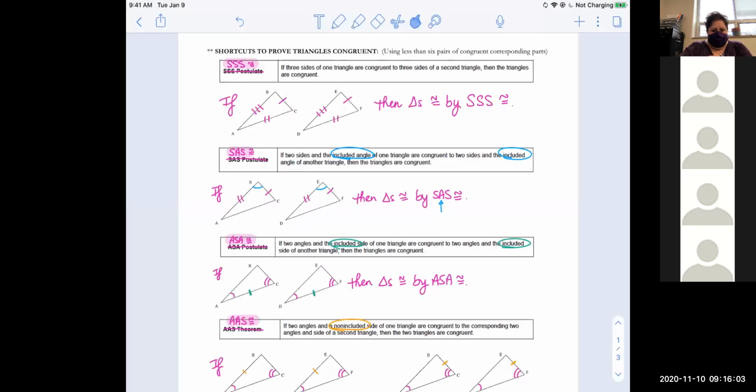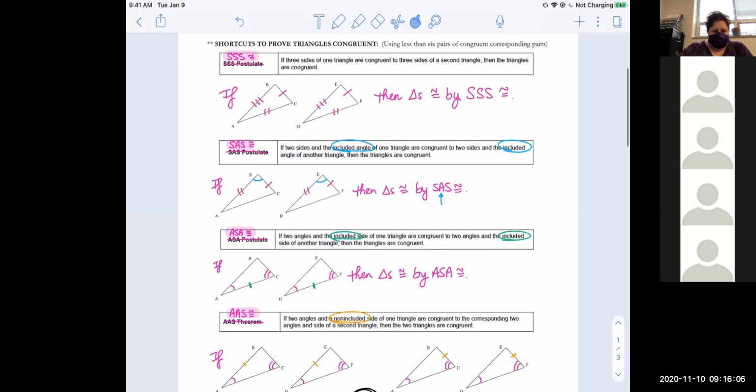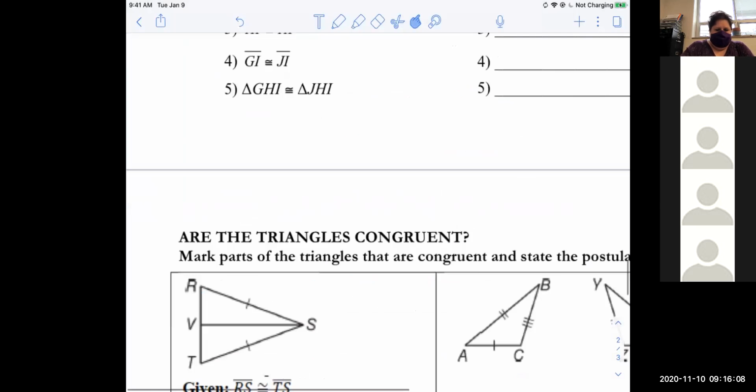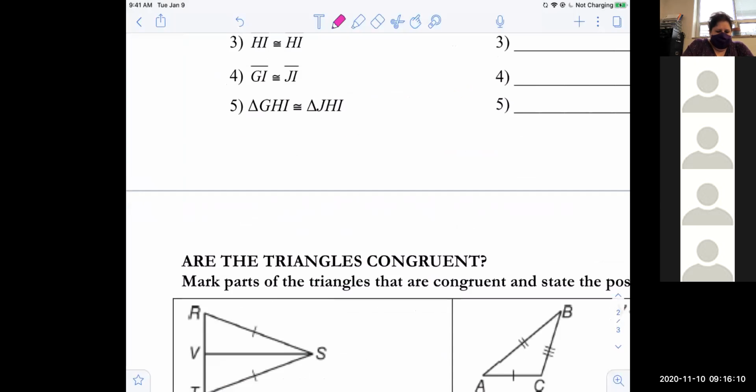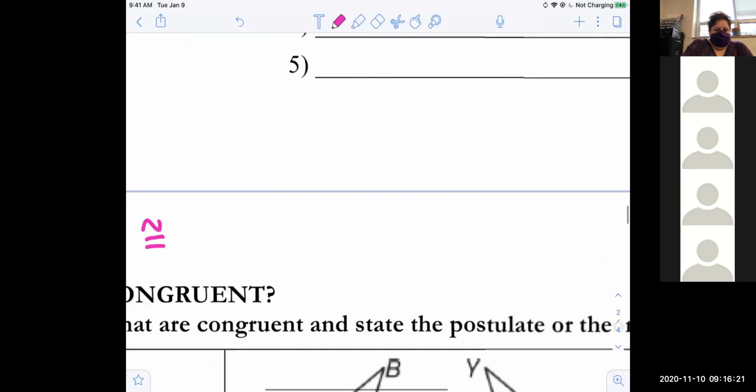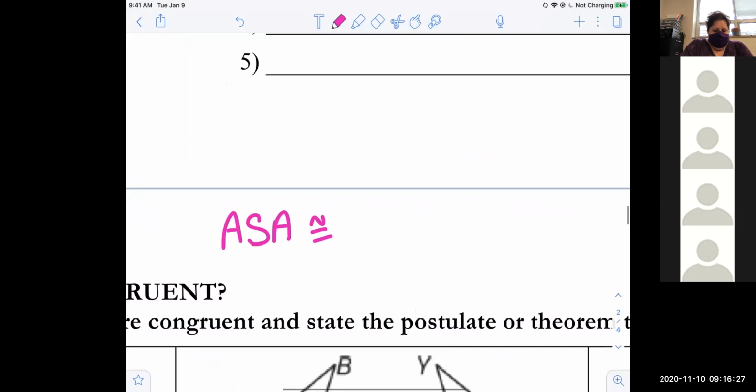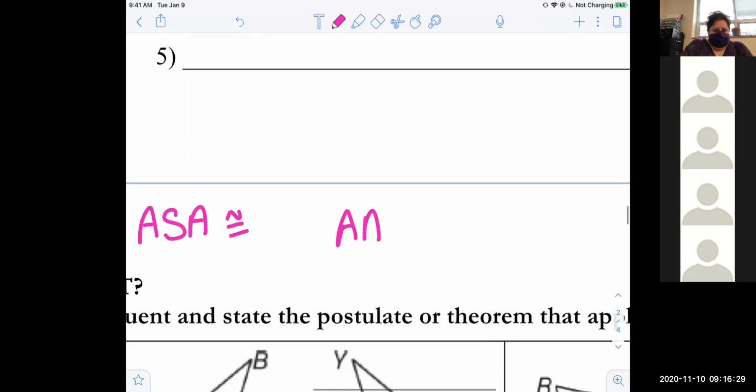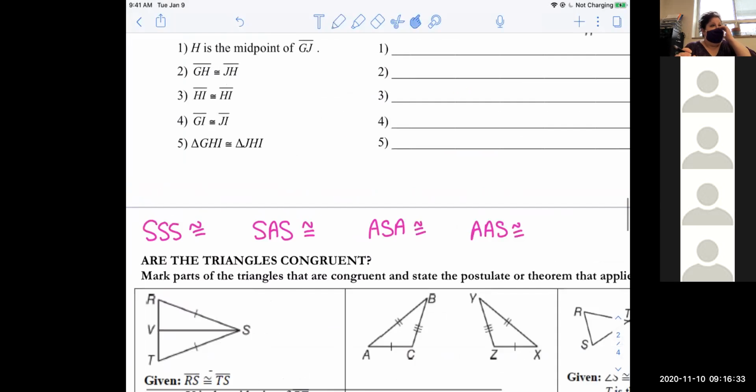Okay, so I'm going to take those different ones and write them down here on the third page. We're going to do examples. Here are your shortcuts. Side, side, side. Two sides and the included angle, so side, angle, side. Two angles and an included side. Or two angles and a non-included side. Okay, those are the four that we have for general triangles.